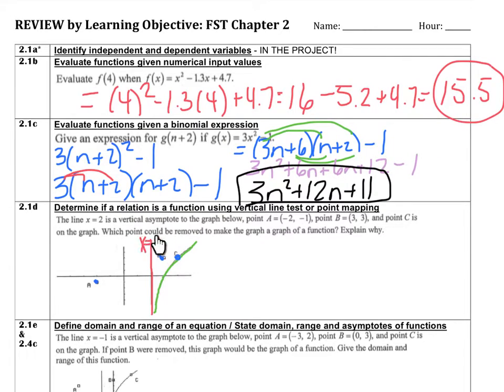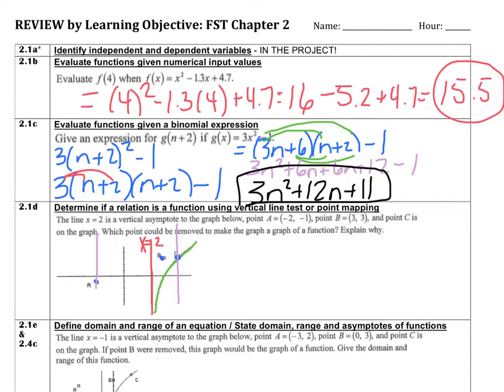Question is, which point could be removed to make the graph a function, and explain why? Knowing that the graph here again is the green and the blue, remember the asymptote is an imaginary line that it approaches but doesn't cross. So as of now, if I were to do the vertical line test, this equation or graph would not be a function. It would fail in one spot. Right here it actually doesn't fail. That crosses just one point. It happens to be the green graph and the blue point, and that's fine.